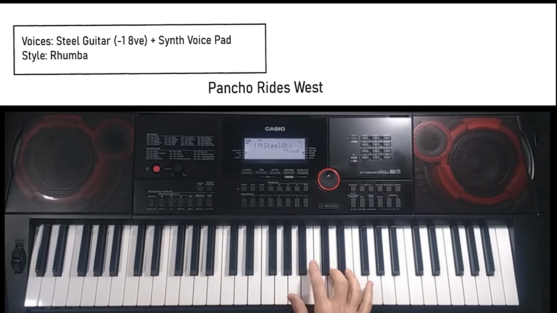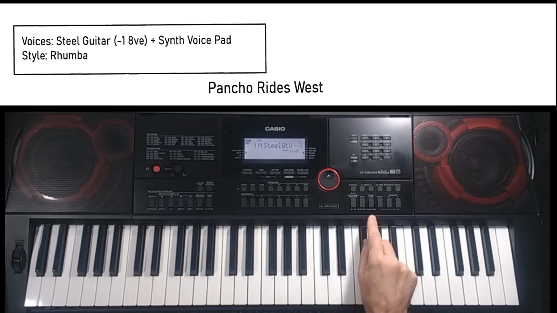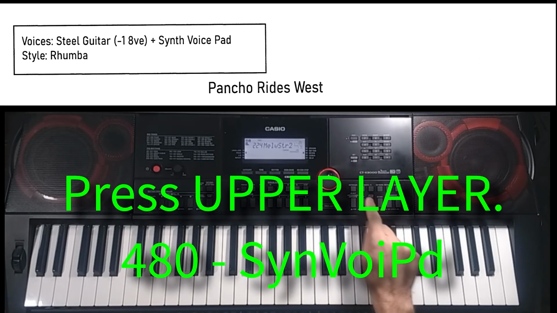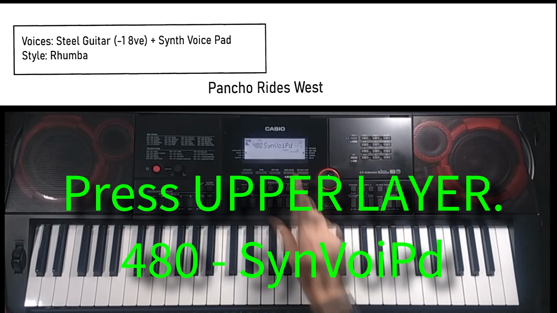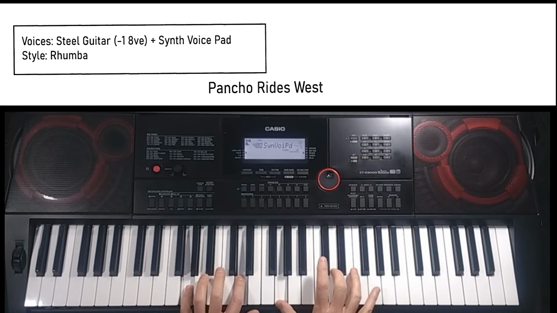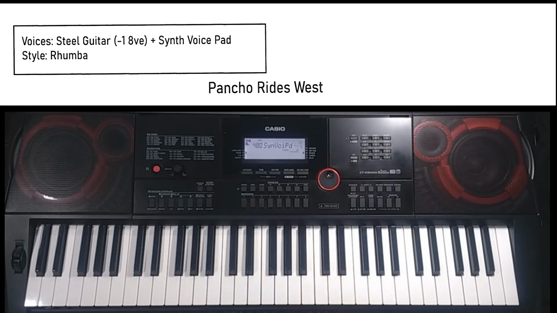The other suggestion is to use a synth voice layer on top of that guitar sound. So the way to do that is to press the upper layer button here. And I'm going to select 480, which is a synth voice pad. And now you can hear the guitar layered with the synth voice pad over the top.